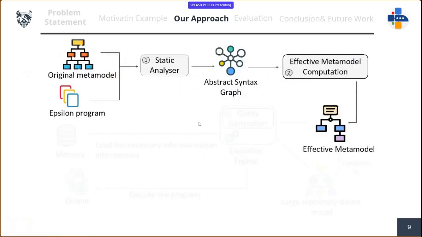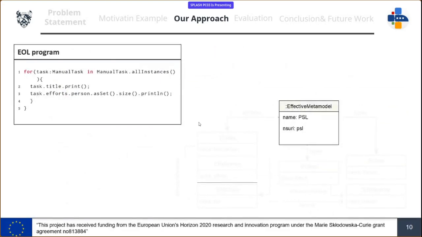Using this information, we can then extract the effective metamodel. We designed and implemented an algorithm for extracting the effective metamodel from the static analyzer. The effective metamodel is a subset of the original metamodel, which consists of just the information that is necessary for executing the program. If you compare with the original metamodel, which consists of all information about the model, in the effective metamodel we just have the part of the model that is necessary for executing the program.